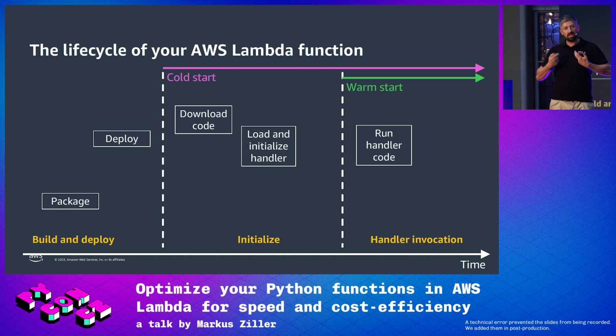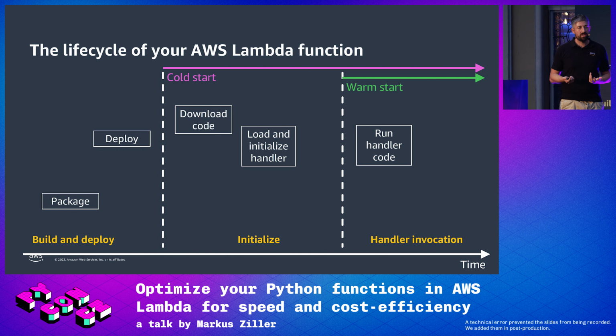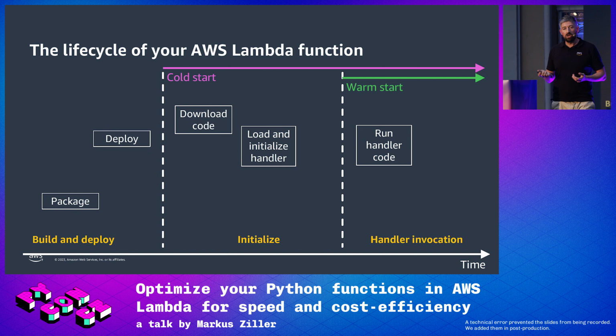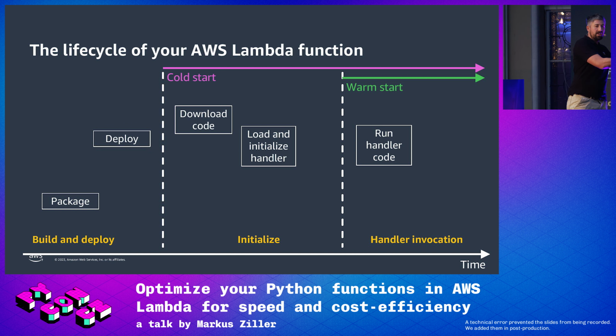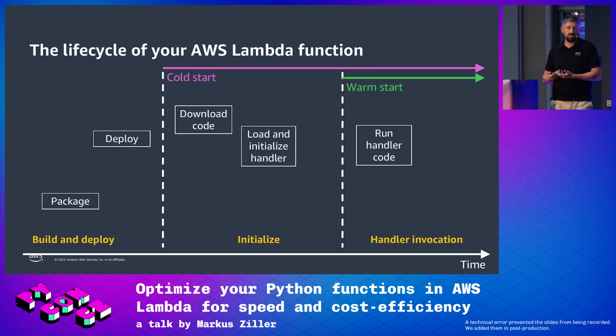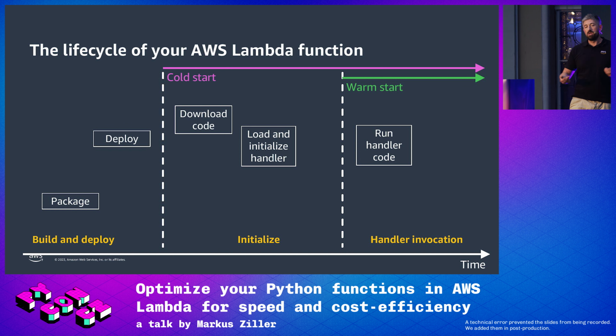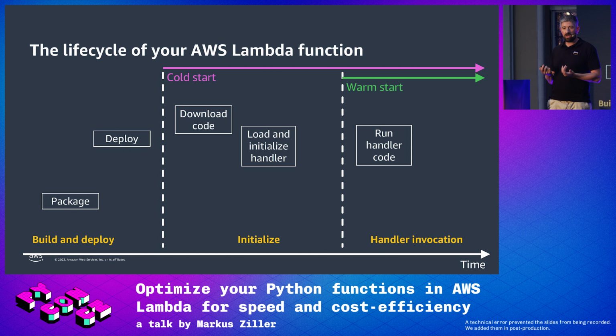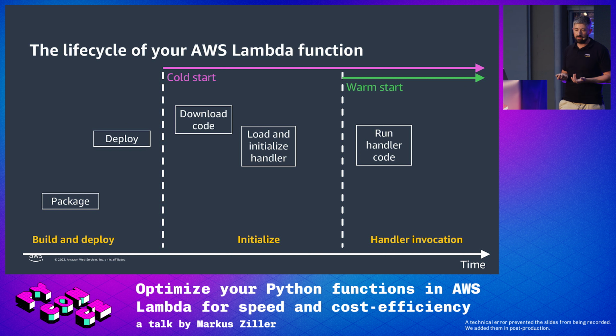That is when we create an execution environment, so the place where your code runs. If we don't have an execution environment and someone wants to run your code, we need to, again, find a place on our servers, create the environment, which is a micro VM, download all the code, initialize the code, and then we are ready for the first invocation. And then we are in the handler invocation phase. That is when we actually run the code that you provided to us.